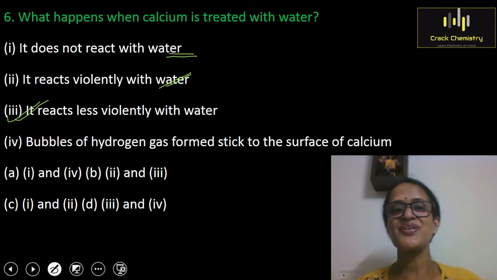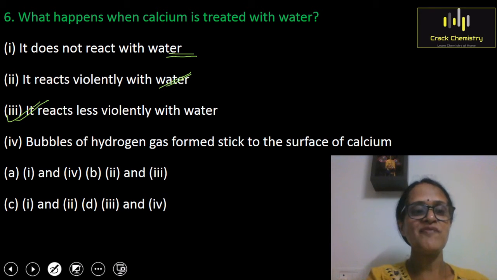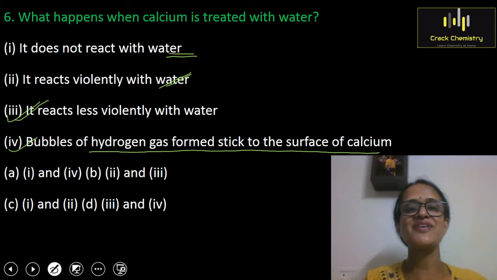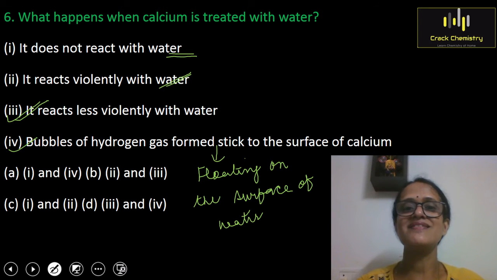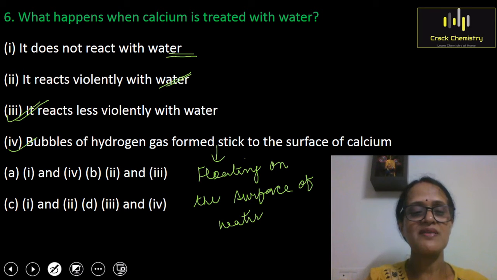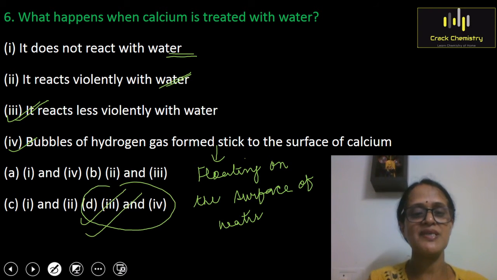Now we will consider option fourth as well. Option fourth which is given to you is that bubbles of hydrogen gas formed stick to the surface of calcium. Because of this only, the calcium starts floating on the surface of water. Now we can conclude that options third and fourth are correct. You can see options third and fourth are given in option D. So your correct option is option D.